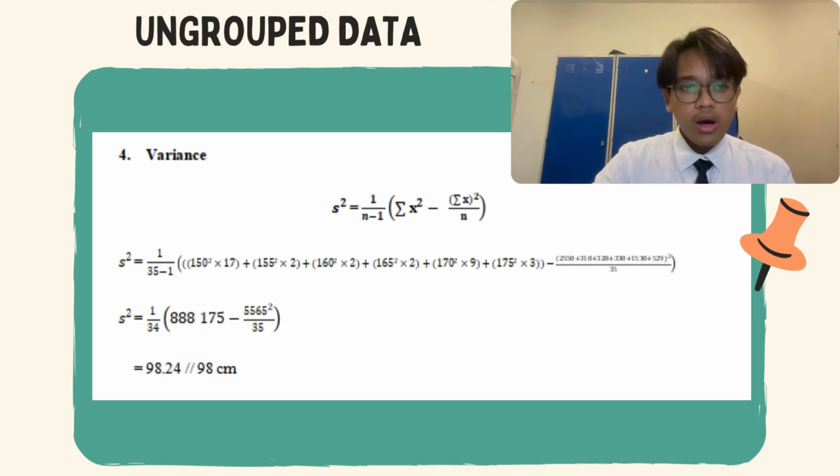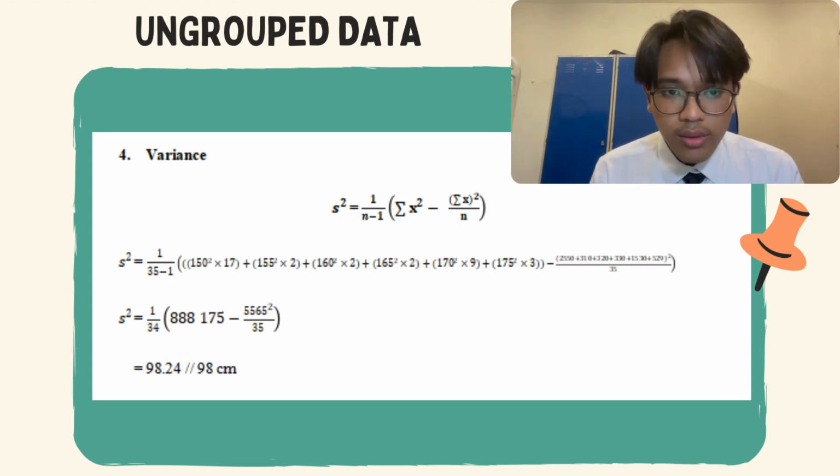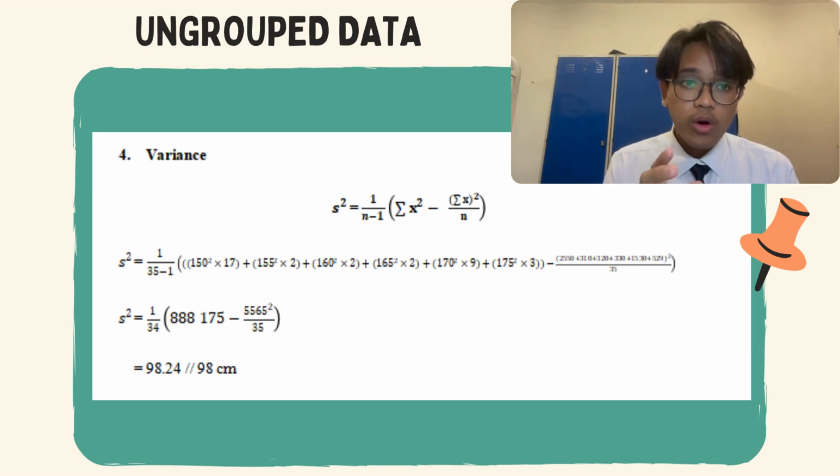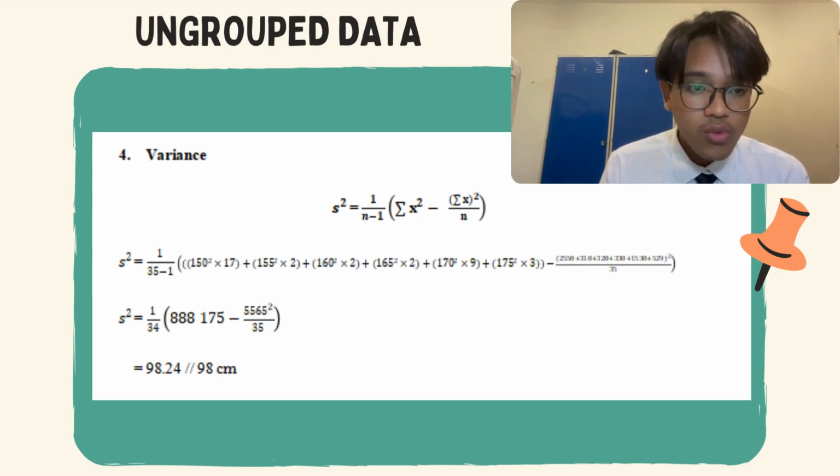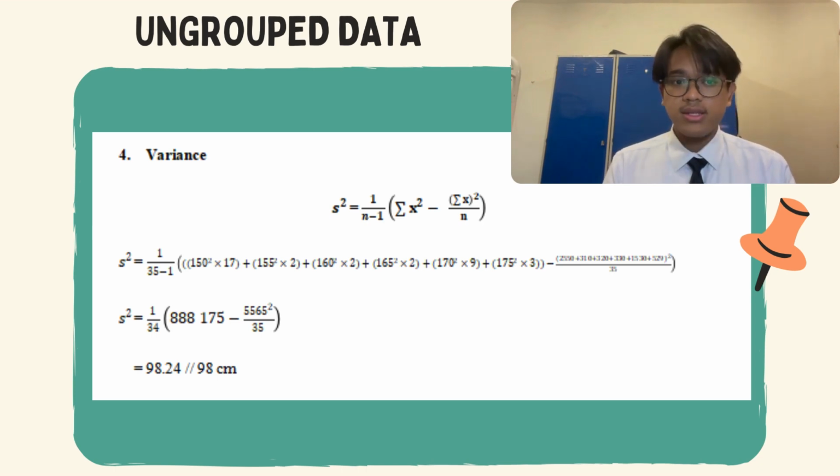Next, we'll go on to how to calculate the variance. As we can see in the formula, 1 over 35 minus 1, and we have to put the power of 2 on every data of x. Then we subtract the power of 2 of the sum of x over n. Then we'll get 98.24 centimeters, or we can just round it to 98 centimeters.